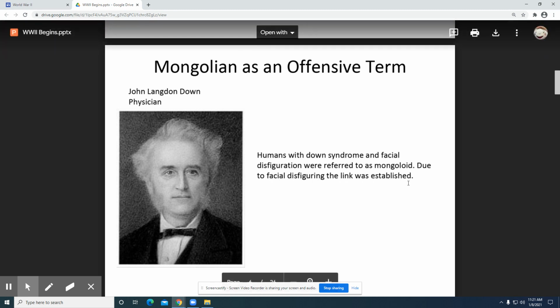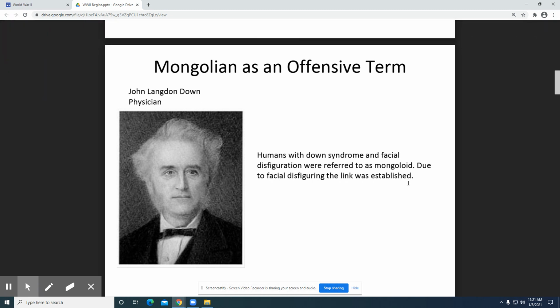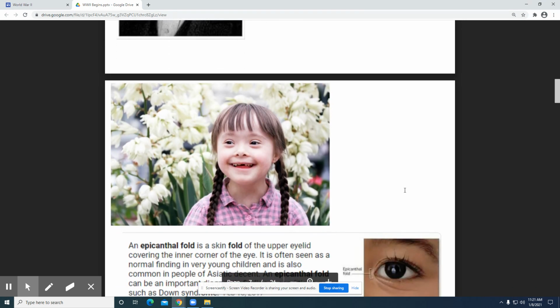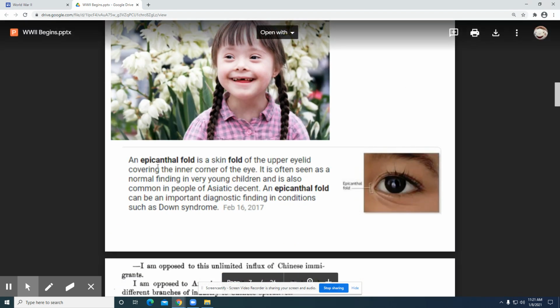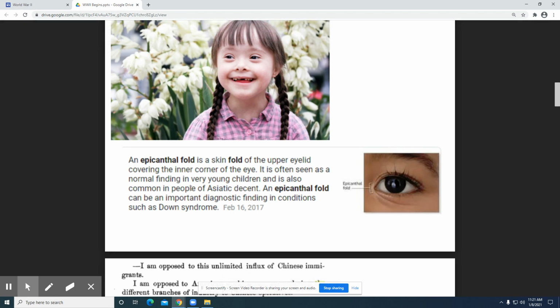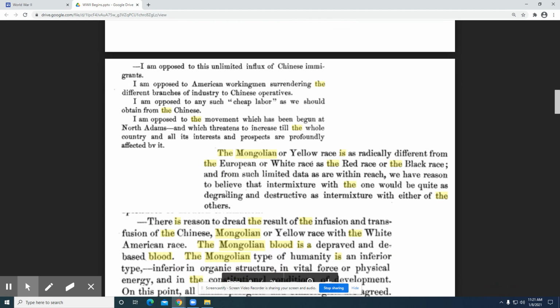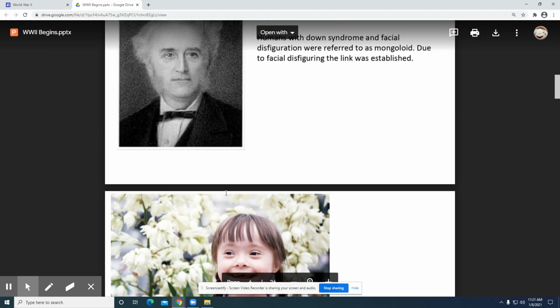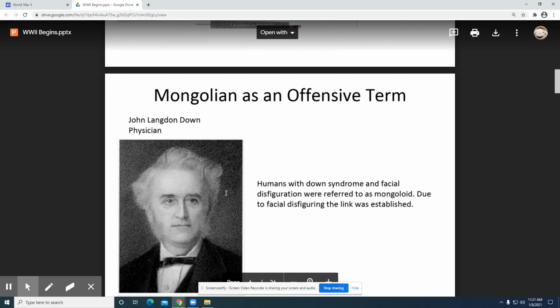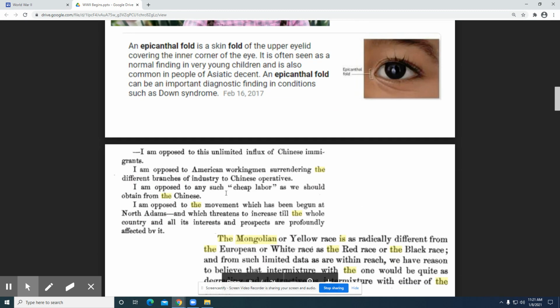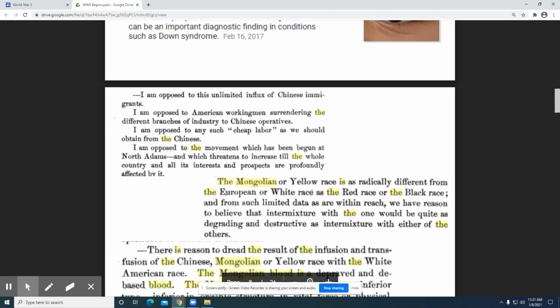who had looked at people with Down syndrome and made a pretty basic assumption about the physical features of people with Down syndrome in connection to people from Asia, with focus on the epicanthic fold. And so just some of the language about the Japanese, who were referred to as the Mongolian race, which was an offensive term going into the 1800s, when some of this language and some of these, I hesitate to call them theories, were developed.